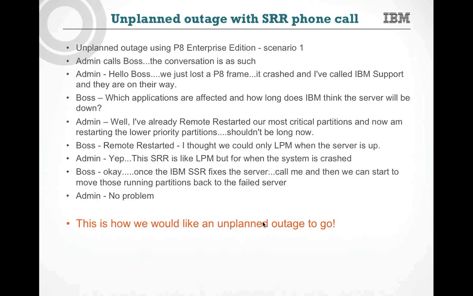So this is something that I'm going to drag you through for a couple of minutes because I want you to understand where this could really come in for you. This is something I think I should have talked to you guys about before. But let's pretend that we've had an unplanned outage, so the server's crashed, and you have SRR enabled. So what's going on here? The admin calls the boss and says, "Hey, boss, we lost a P8 frame," because the admins normally get the alerts before the bosses do. "It's crashed, and I've called IBM and they're on their way."